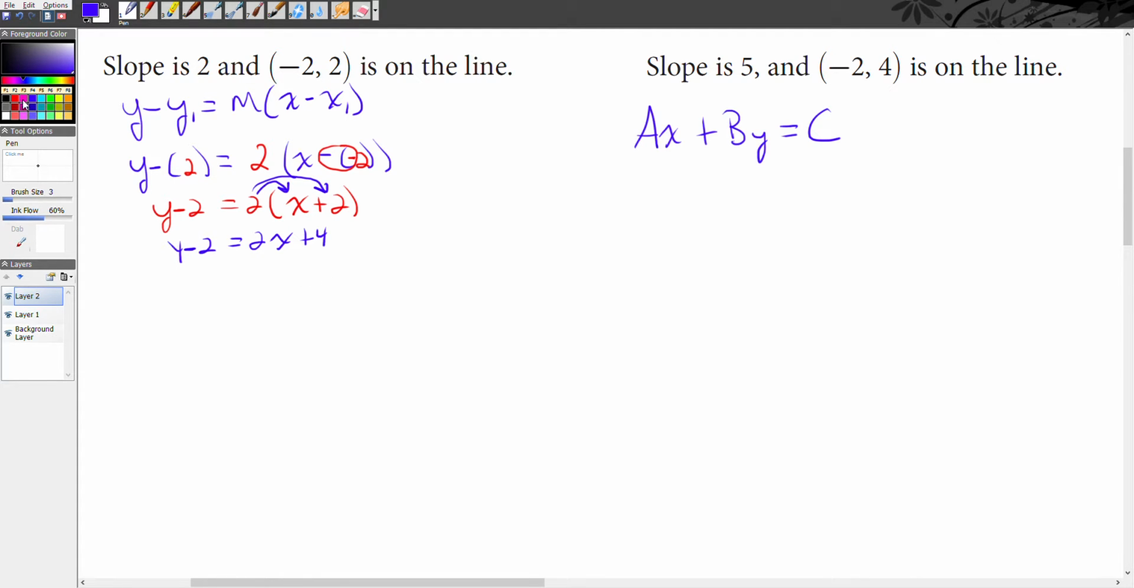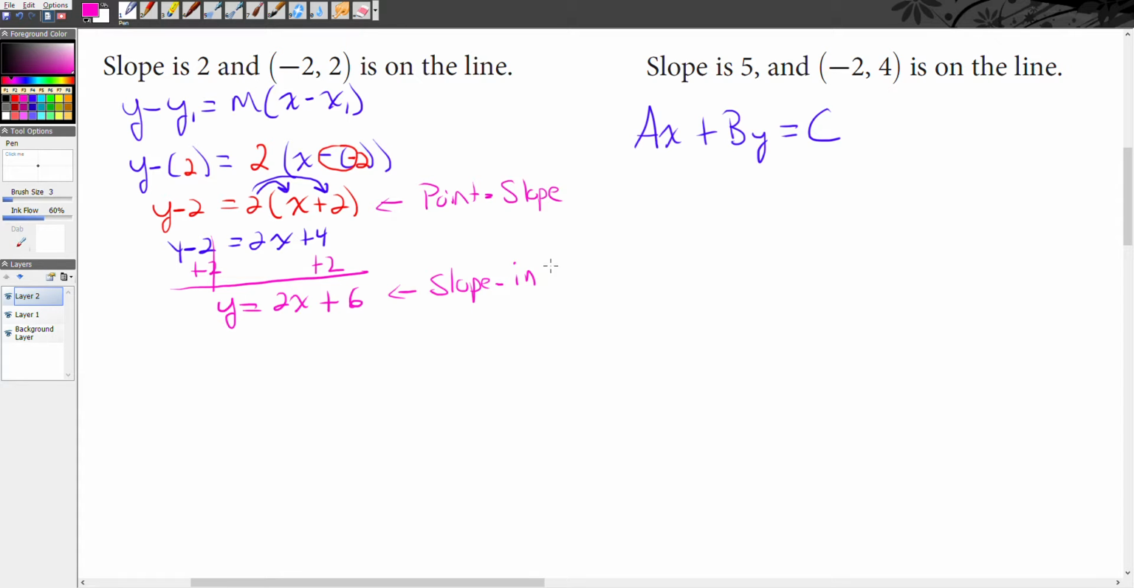And to solve for y, all we have to do is add 2 to both sides. And we get the equation y equals 2x plus 6. And this is the linear equation in slope-intercept form. Okay, so right here, this is point slope. And right here, this is slope-intercept.